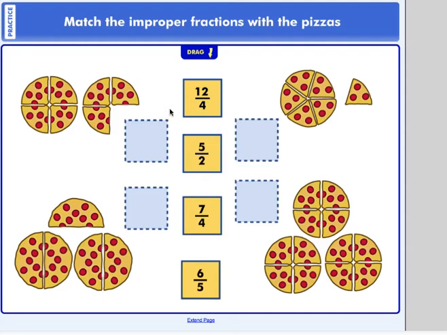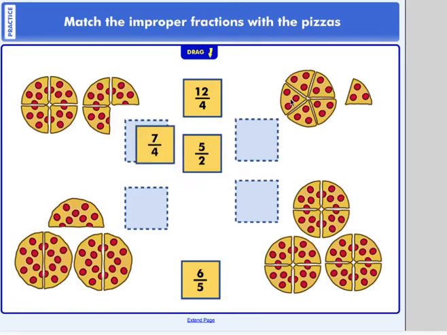When I need to do a problem like this, I first take a look at the denominator to see what size pieces I am talking about here. I've got 4ths, halves, 4ths, or 5ths. And then look at the pictures. How are they divided? If I look at this whole pizza here, I can see that it's divided into 4 pieces. That's 4ths. So this is going to be one of my 4ths. And I have 1, 2, 3, 4, 5, 6, 7 total 4ths there, so this one represents 7/4.